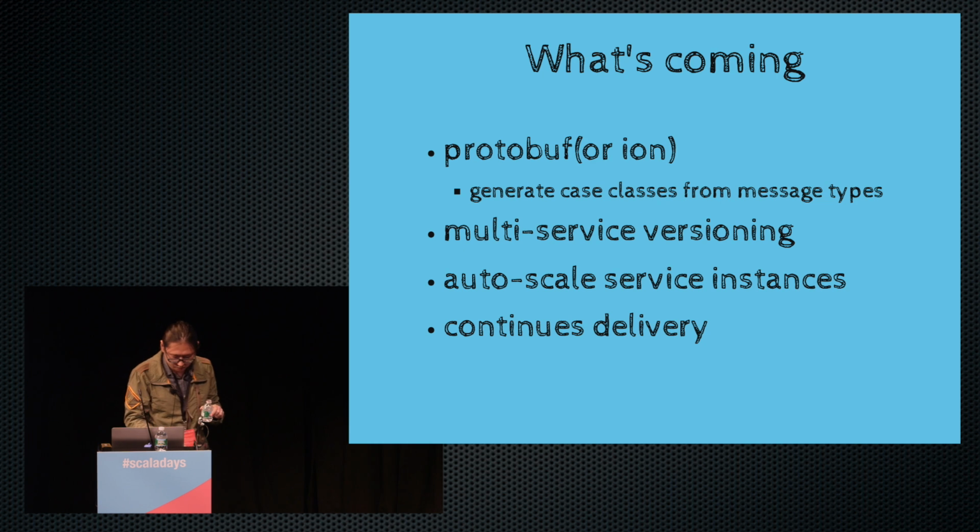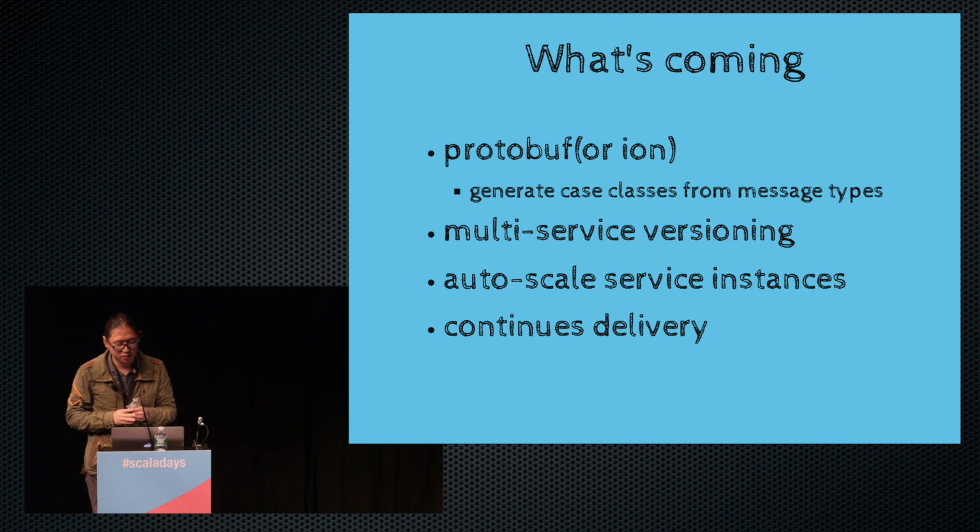Then the next part is what's coming. The first thing we want to think about is to improve the performance and the binary and compatibility migration for our messages between microservices. So we want to generate case classes from message types of either protobuf or Ion, the new thing from Amazon. Right now we use case classes, which are not very migration friendly. So that's the first thing we're thinking about.